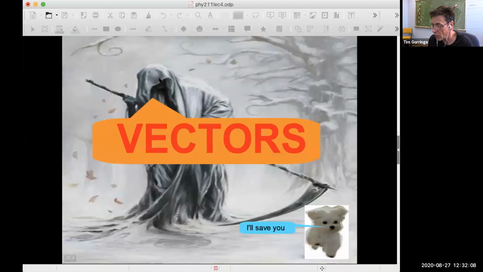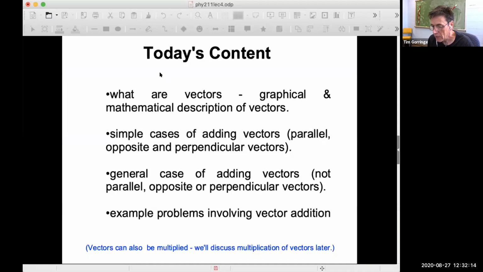of vectors, and then also how we do arithmetic, how we add vectors. So specifically, I want to outline both a graphical way of describing vectors, picturing vectors, so that's this item here, and a mathematical description for vectors, so that we can be quantitative about vectors.